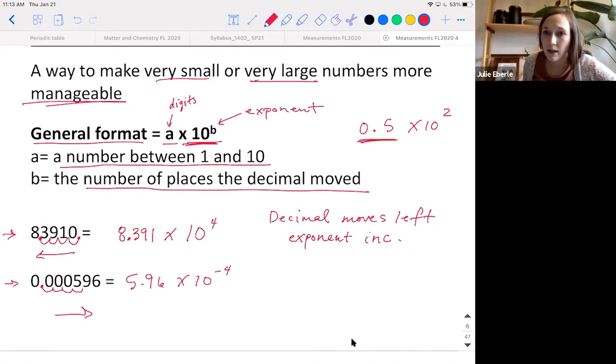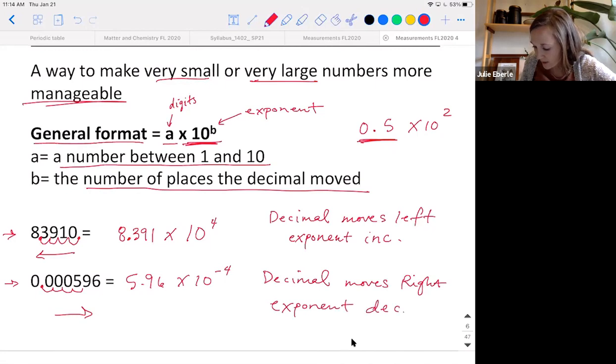Okay. And the rule that we just learned from this is that if the decimal moves right, the exponent decreases. Okay, so remember these two rules in the coming slides. We're going to need that. We need to come back to those rules. Questions so far?